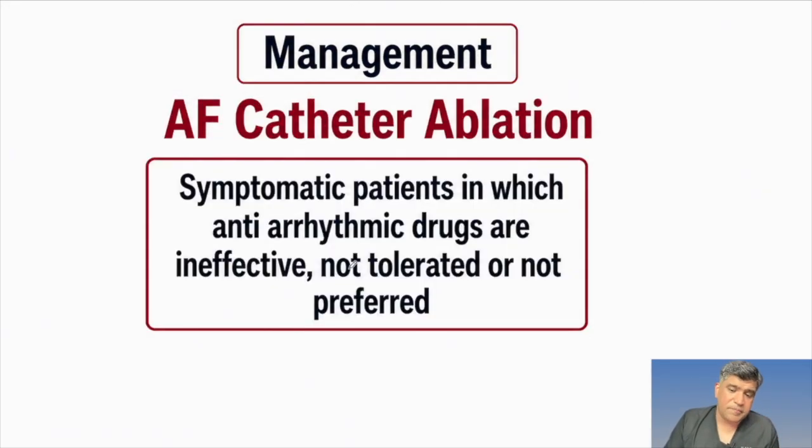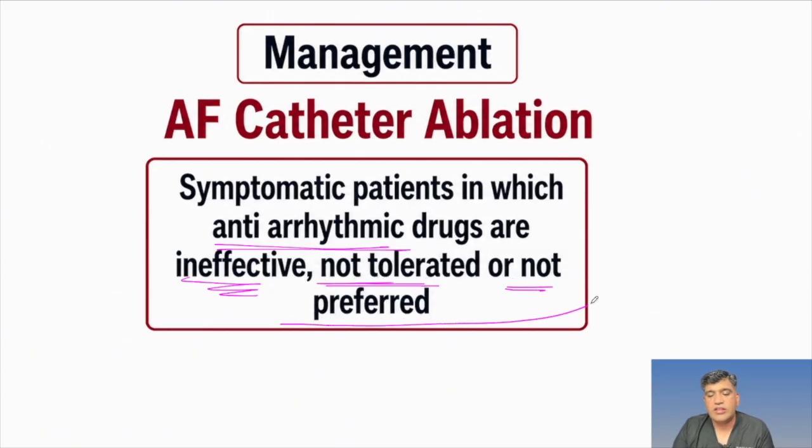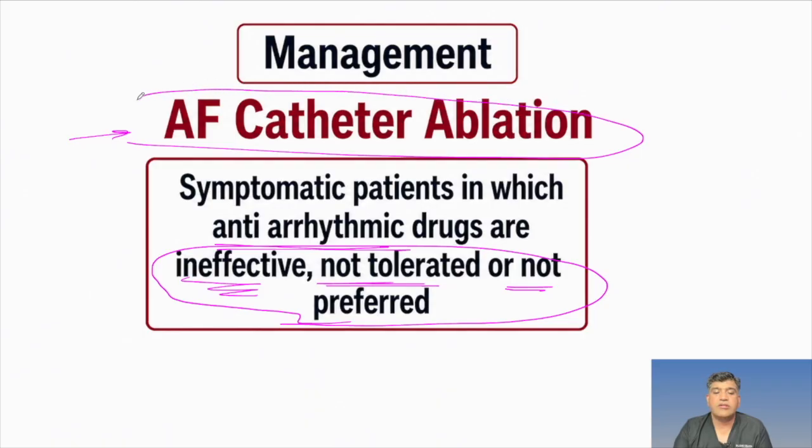So lastly, what happens if antiarrhythmic drugs are ineffective, not tolerated, or not preferred? In these patients, the treatment of choice for rhythm control is AF catheter ablation. We will not go into the detail of catheter ablation, but this is a modality for those patients in whom we do not want, or who are not suitable for, antiarrhythmic drugs.